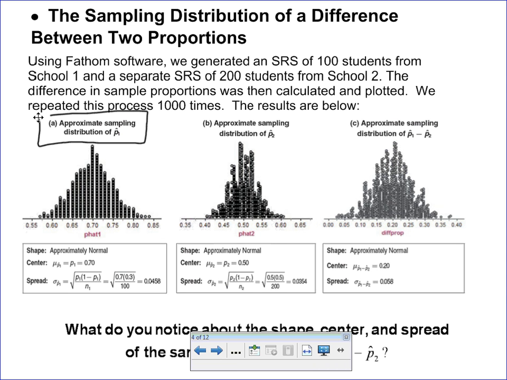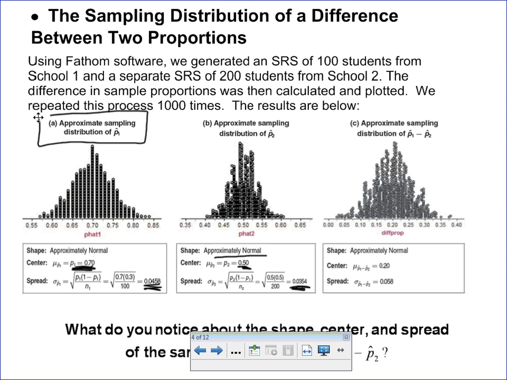And so when we do this, here is the approximate sampling distribution of p1. The center was right what we said it should be, which is 0.7. And the spread is exactly what it should be, which is 0.048. For p2, we sampled slightly higher, and we still see the shape is approximately normal, and the center is 0.5. And the spread is 0.034. So that's exactly what we would expect.